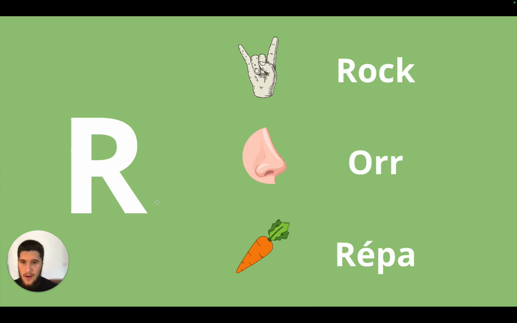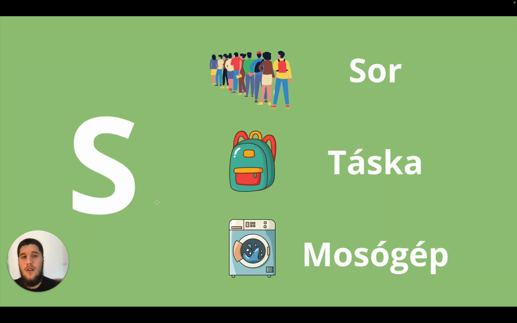R, and here's the strongly pronounced R in Hungarian. Rock. Orr. Répa. Sor. Táska. Mosógép.